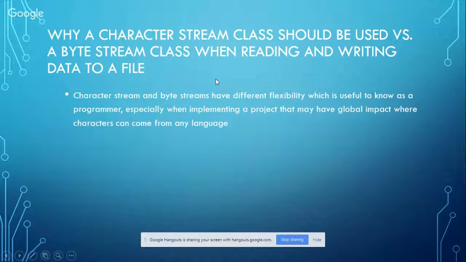Why a character stream class should be used versus a byte stream class when reading and writing data to a file. Character streams and byte streams have different flexibility, which is useful to know as a programmer, especially when implementing a project that may have global impact where characters can come from any language. So imagine you say a name must be at least 2 characters or longer. Well, what if somebody in China has just one character for their name, it's called kanji, or their Chinese character? It would throw an error, and that's not a good experience for them. So we have to have a way to handle other characters as well. This is one of the ways we do it.